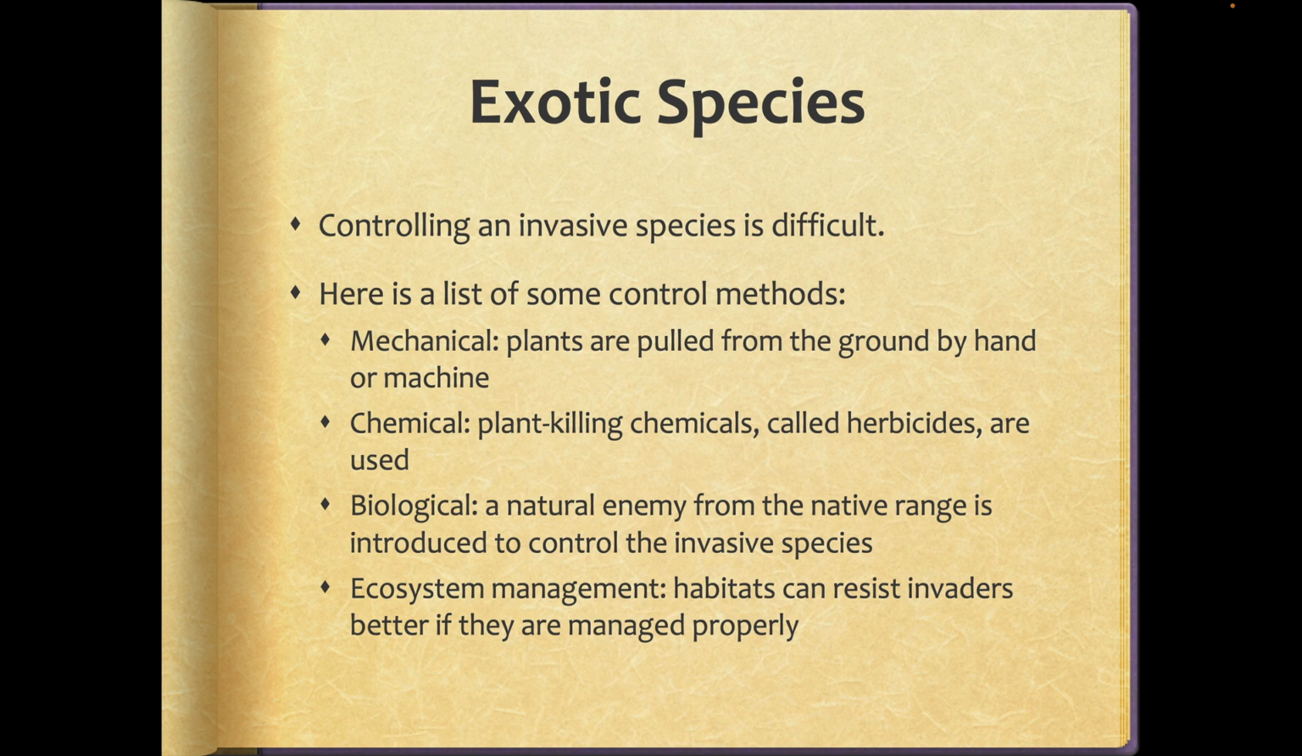Then you have biological, which is when a natural enemy from the native range is introduced to help control the invasive species. And the last method is ecosystem management, which is when habitats can resist invaders better if they're managed properly. So when individuals go in and work to fix or manage a habitat to help control these invasive species, it gives the native species a chance to fight back.